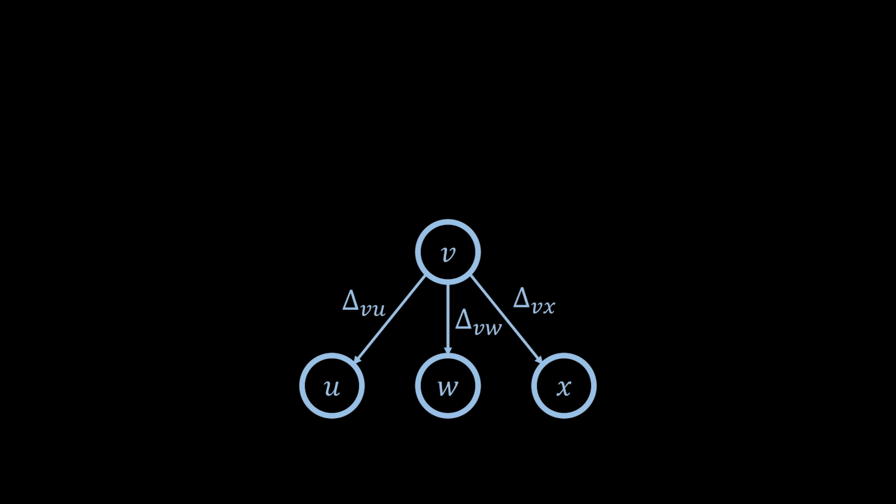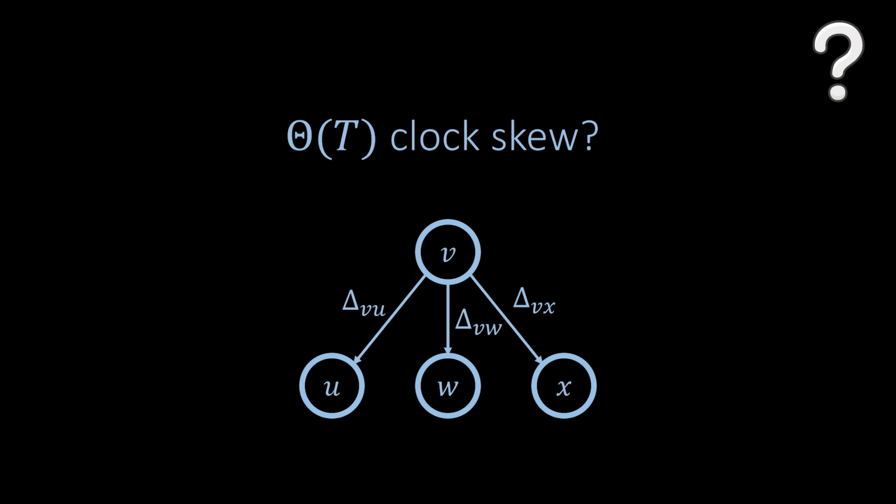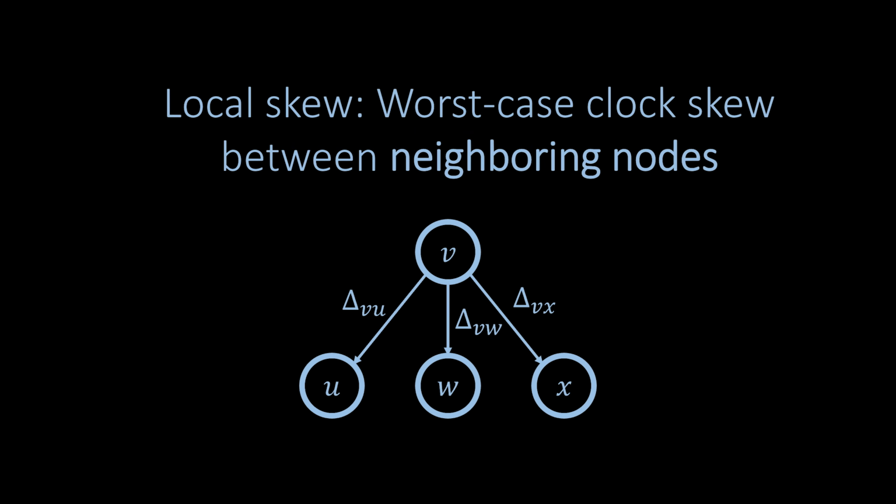Let's now consider a slightly different problem. Consider a node V. In the example here, node V has three neighbors, that is, there are three nodes that it can communicate with directly. There is some clock skew between node V and each of its neighbors. Since V can exchange messages with these nodes directly and the maximum message delay is t, can we ensure that the clock skew between all nodes and their neighbors is always in the order of t? Given a clock synchronization algorithm, the clock skew that can occur between neighboring nodes in the worst case is called the local skew. Intuitively, one would assume that a local skew in the order of t should be feasible.